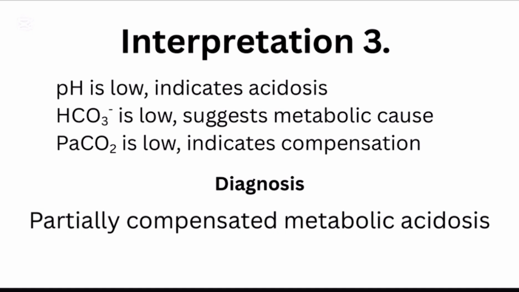Here is what happens. The lungs try to make the blood alkaline by increasing the respiratory rate. So when the patient breathes faster, he exhales more carbon dioxide. That is why the partial pressure of carbon dioxide is low. So his medical diagnosis now will become partially compensated metabolic acidosis. So in this case, there is partial compensation.